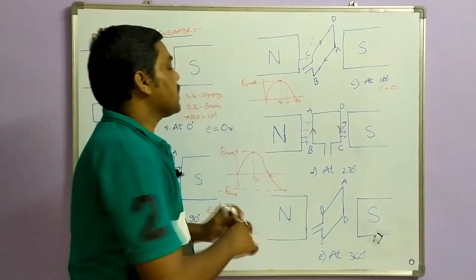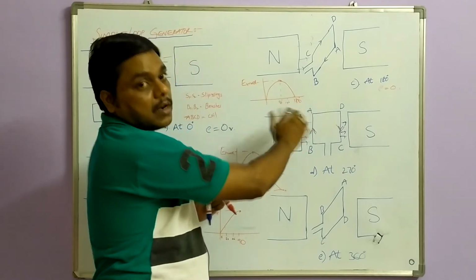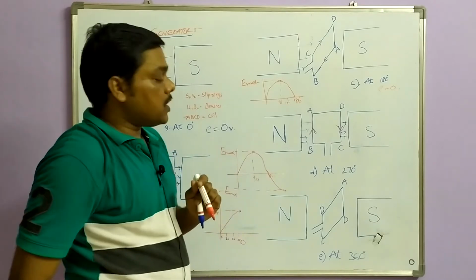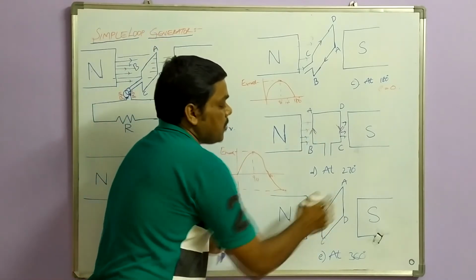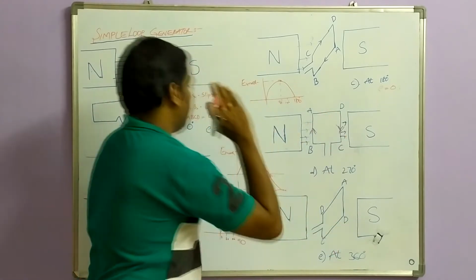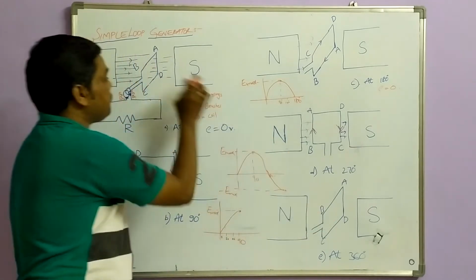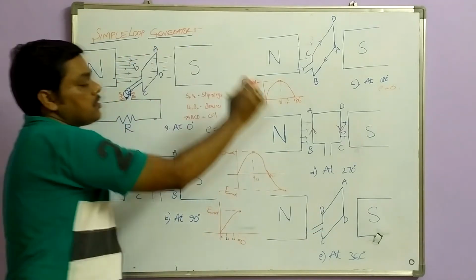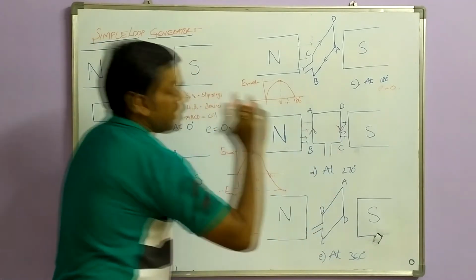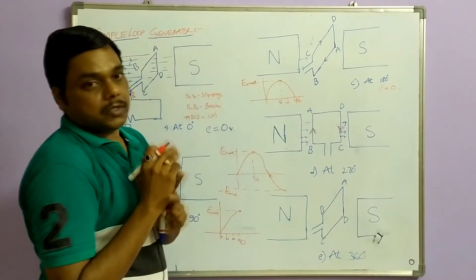You can see this AB conductor further rotates clockwise. What is happening? This AB conductor is coming in the upward direction and this CD conductor is going in the downward direction. Now you can see at 0 degrees it is the same. Your AB conductor is in the upward direction and your CD conductor is in the upward direction, and again your coil is in the vertical position.